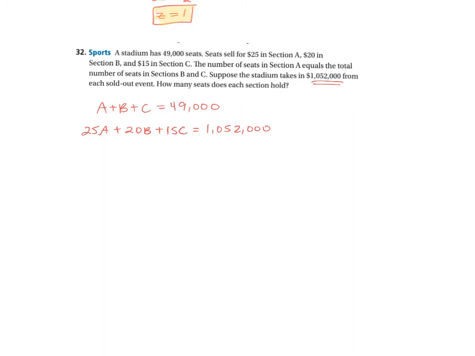And then your third equation, it says the number of seats in section A, so A, equals the total number of seats in sections B and C. So A equals B plus C. And then what I would do from here is I would do substitution. So wherever I see an A, I would put in B plus C. So I would put that in here, and I would put it in here. So it's going to be B plus C plus B plus C equals 49,000.